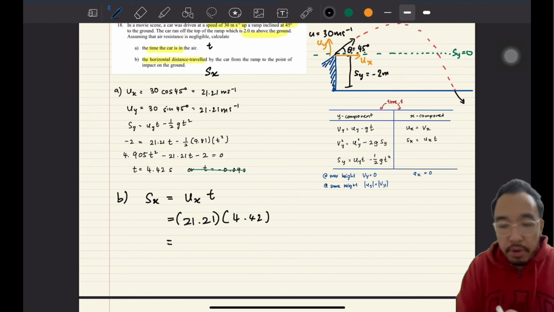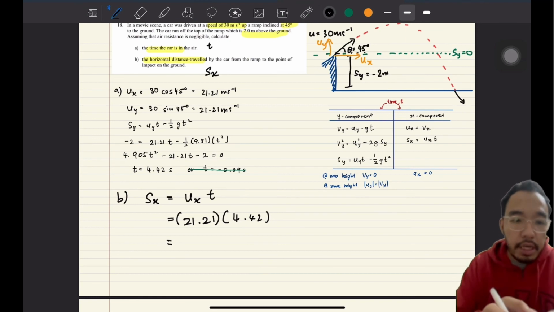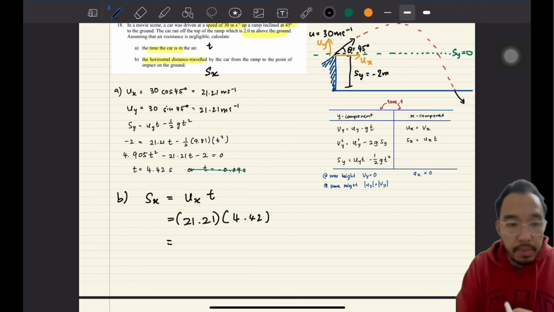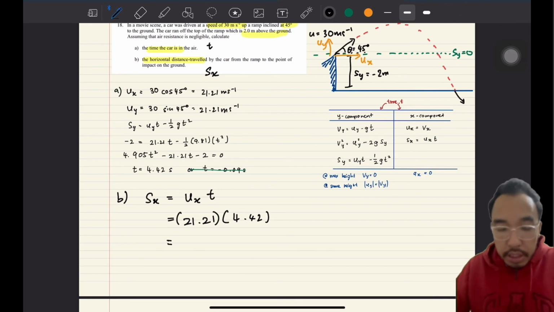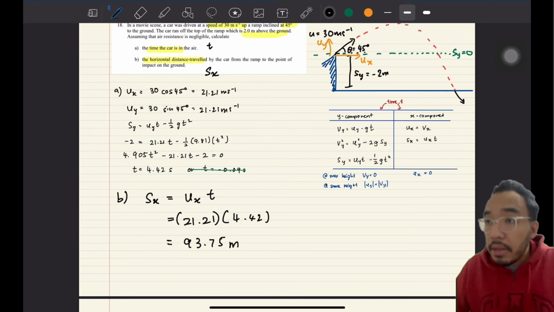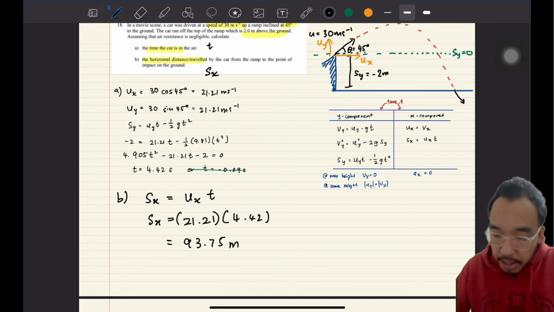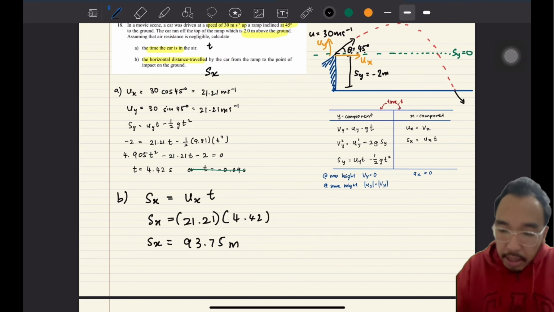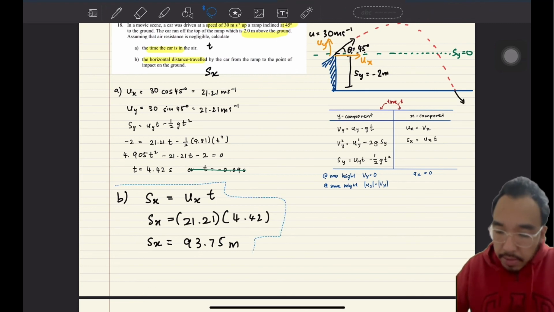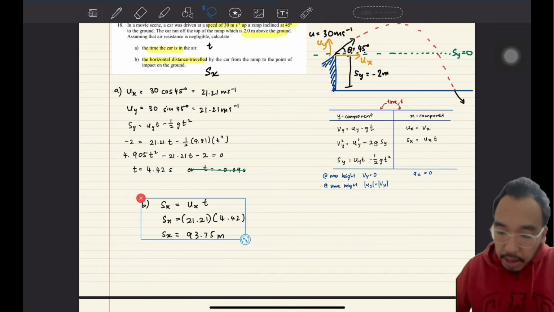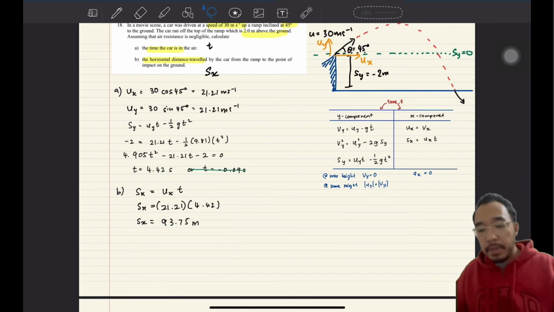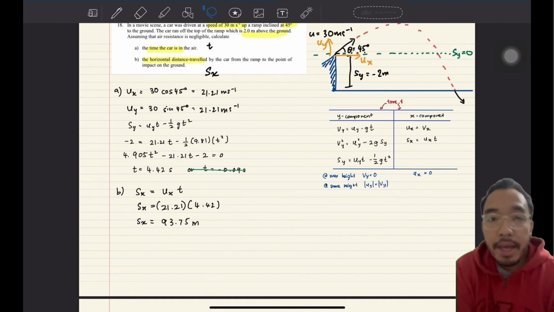21.21 times 4.42. I forgot to change to normal mode; to do that, press menu again. I got 93.75 meters, which is in agreement with the answer. The positive means it is to the right, which makes sense because we assumed it traveled to the right. So that's it for this video. We continue with the next question in the next one. Thank you.